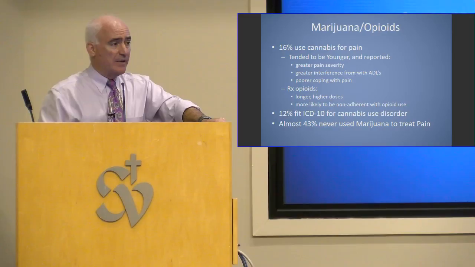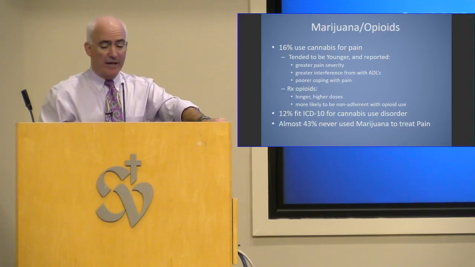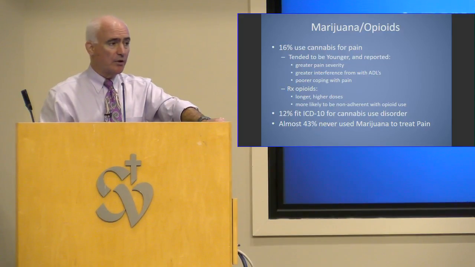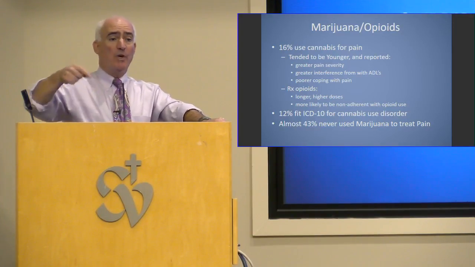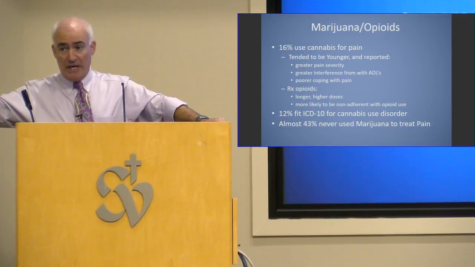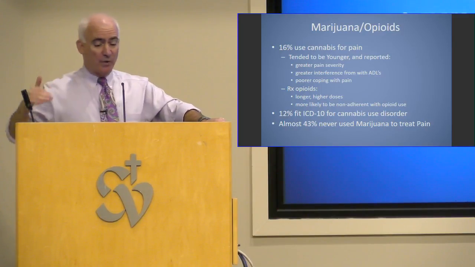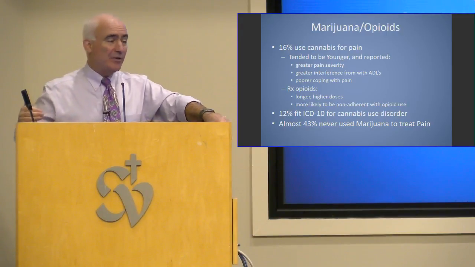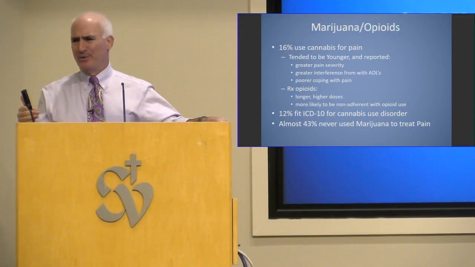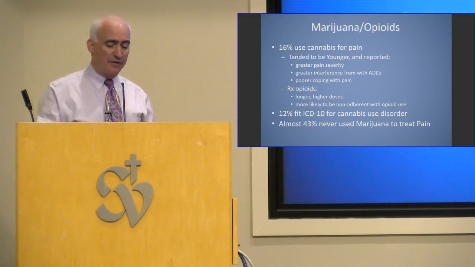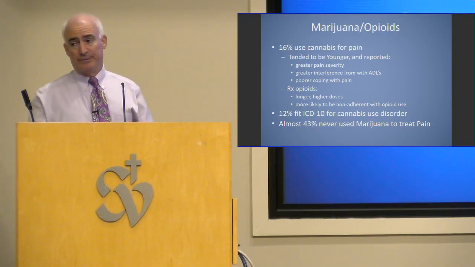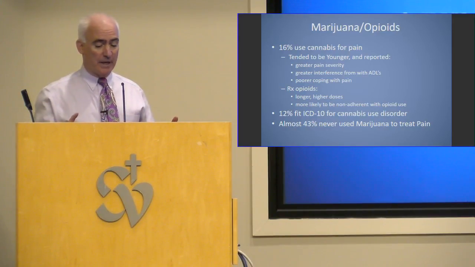Now, in this patient subset, they looked at them and said, these people also tend to be on longer and higher doses, meaning that this 16% tended to be on opioids for a longer period of time versus the other patients, and tended to be on much higher doses versus the other patients, and were more likely to be non-adherent with their opioid use. So they're saying, are we subsetting out? So 12% fit the ICD-10 for cannabis use disorder. Of this 16%, 12% of them did fit the cannabis use disorder.